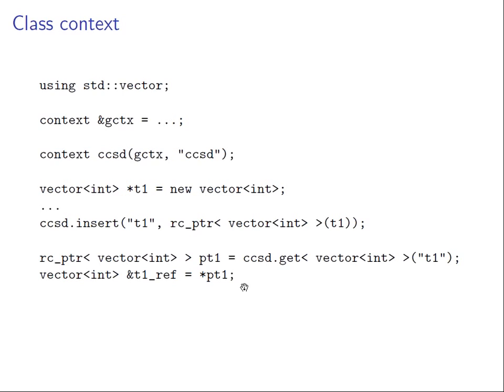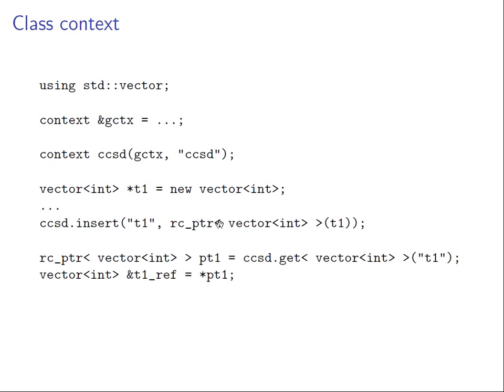Okay, so the question is, what happens to PT1? How do I manage that? Internally in this context, CCSD, T1 is stored as RCPTR. And then RCPTR internally contains the actual physical pointer and the number of references to the object. And every time you make a copy of RCPTR, it increments the number of references. So yes, essentially yes.